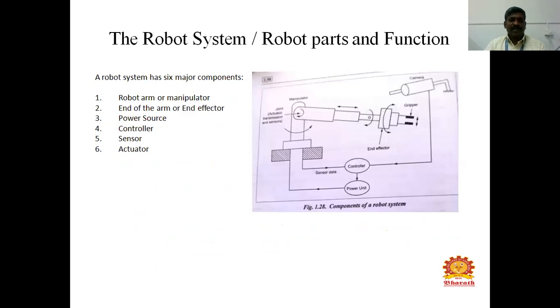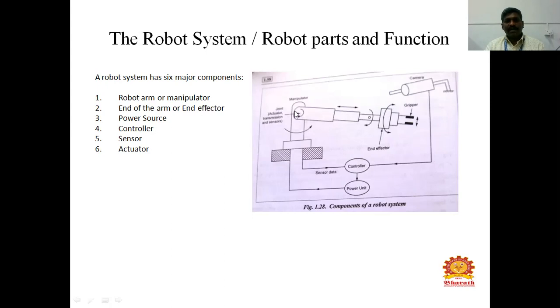Robot system. Okay, the robot system is a part subject function. A robot system has 6 major components: robot arm or manipulator, end of the arm and end effector, power source, controller, sensor and actuator. So these are the components of a robot system.